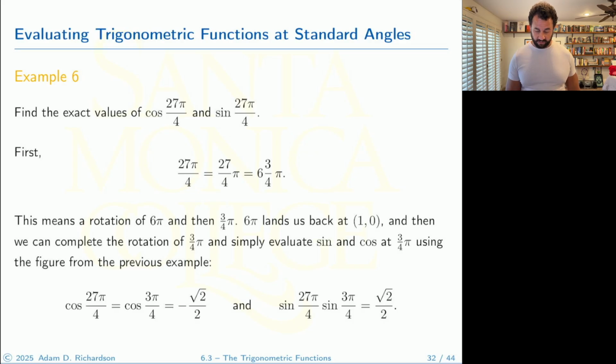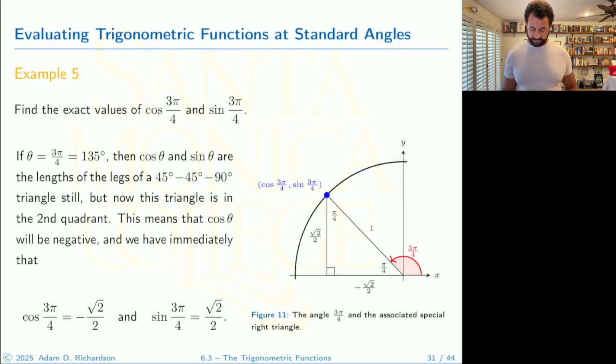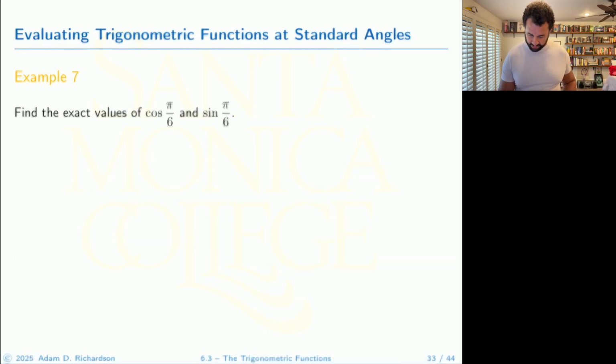Cosine of 27 pi over 4 is negative root 2 over 2, horizontal displacement. Sine of 27 pi over 4 is root 2 over 2, vertical displacement, just like we saw right here. Horizontal displacement, cosine, vertical displacement, sine. That's all it takes. Now let's do this one.